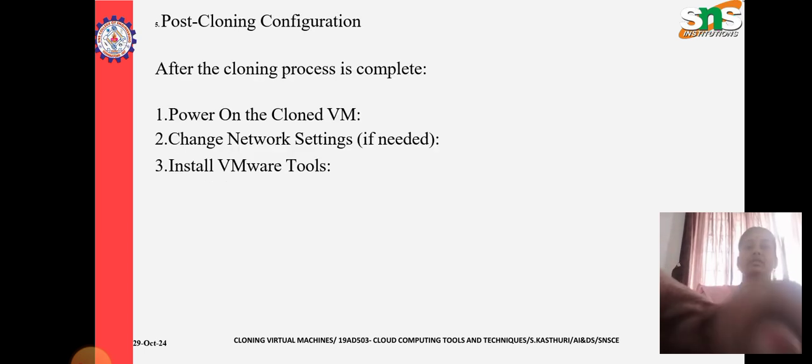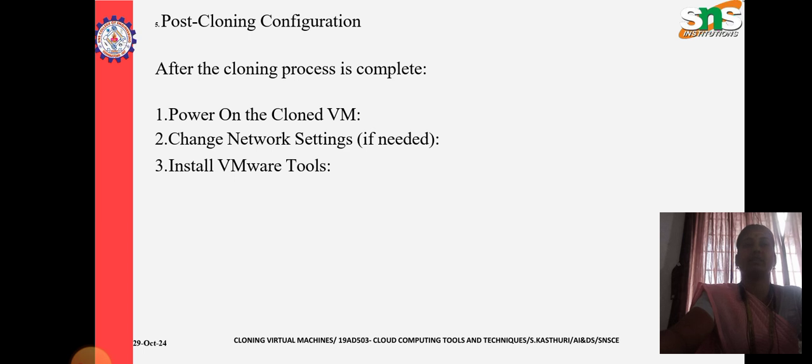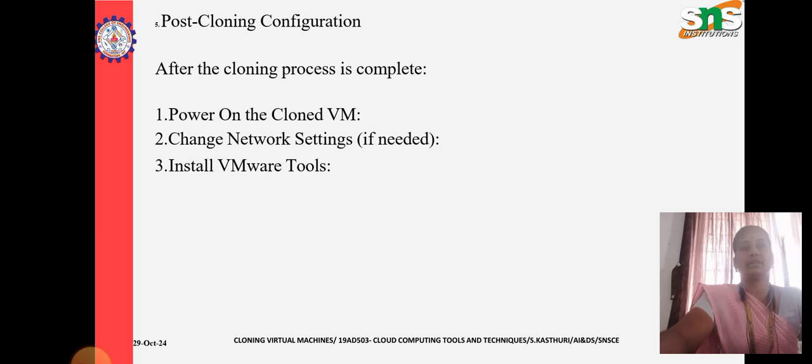Next is the post cloning configuration. After the cloning process is complete, power on the cloned VM. Select the cloned VM and click power on this virtual machine. Change network settings if needed. If the cloned VM will be used on the same network as the original, consider changing its MAC address or network settings to avoid conflicts.